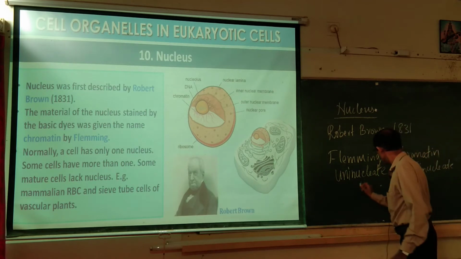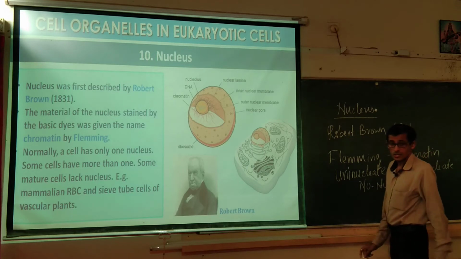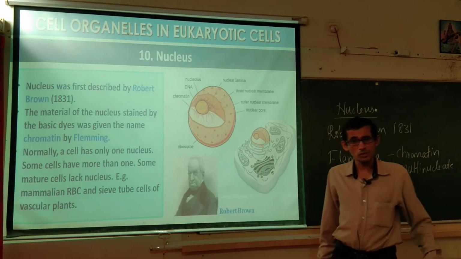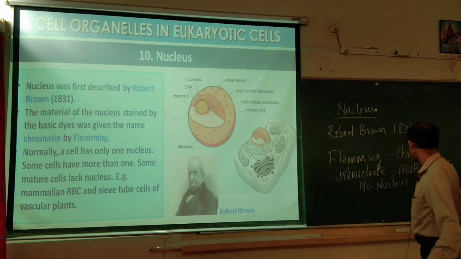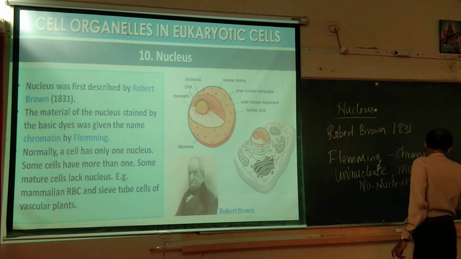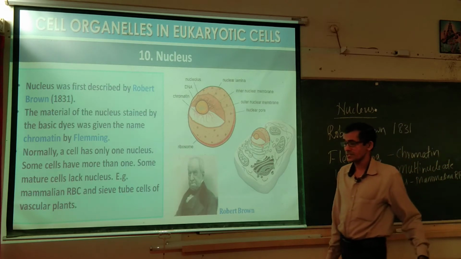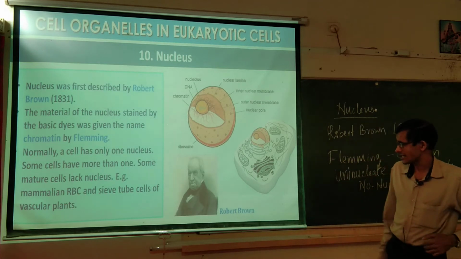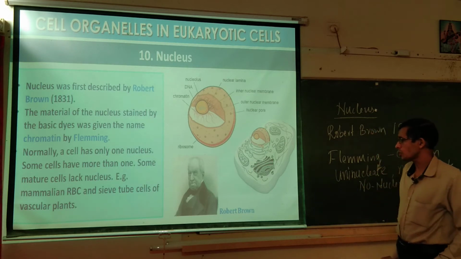Some cells have no nucleus. In the initial stage the nucleus may be present, but when the cell matures, the nucleus is not there. Examples of that are mammalian RBC and the sieve tube cells of vascular plants, where, with respect to the vascular structures of angiosperms, the sieve tube cells lack a nucleus.